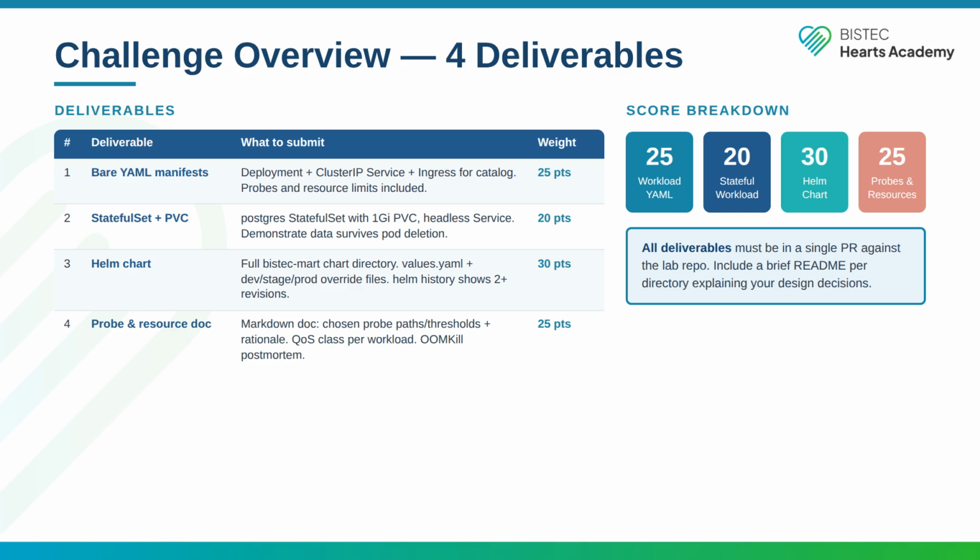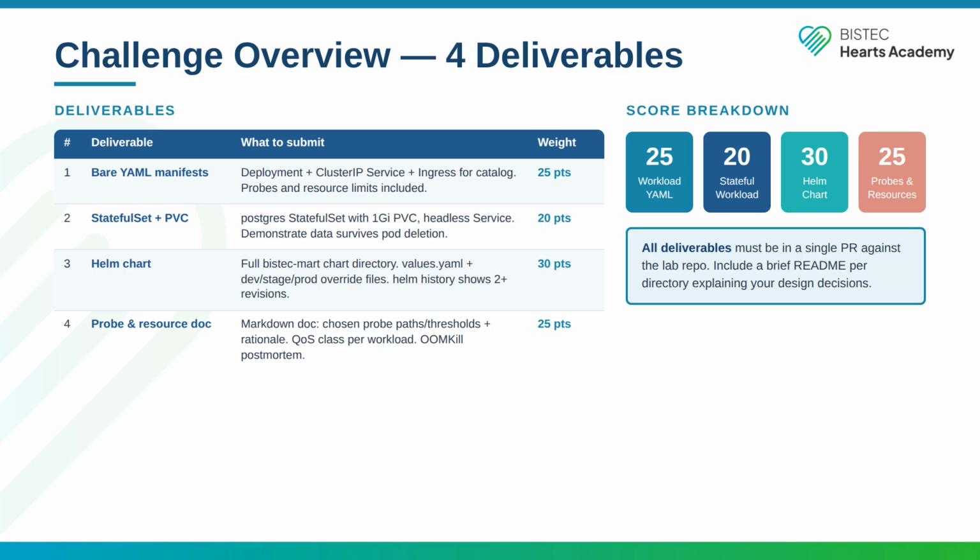Deliverable 3, 30 points. The full Helm chart. The chart directory, values.yaml with sensible defaults, and dev, stage and prod override files. Run helm history after at least 2 installs to show revision tracking. The 30-point weight signals where to invest your time. Helm is what you will use every day in production.